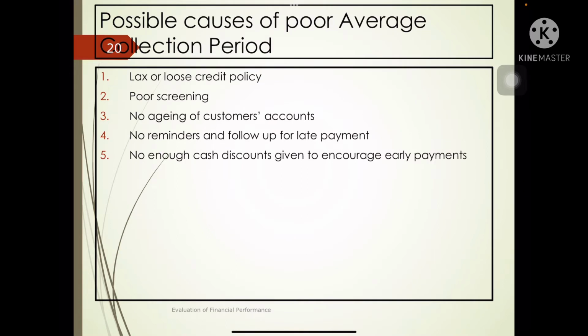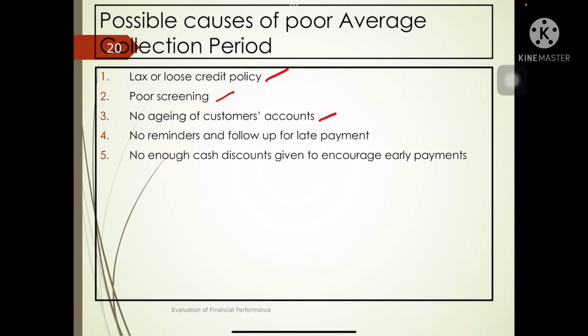Alright, possible causes of poor average collection period. Number 1 is a lax or loose credit policy. So the policy is not good, so we have to tighten up our policy. And then poor screening at the first time if we would like to give credit to a customer. We also have to look at that. Number 3, no aging of customers' accounts. So we have to do this to make sure that we have the list of amounts the customers owe to our company.